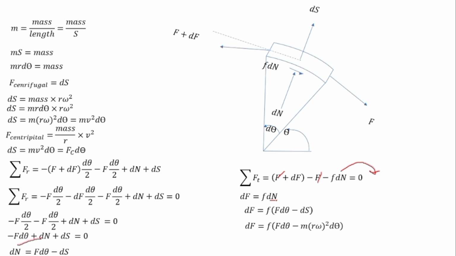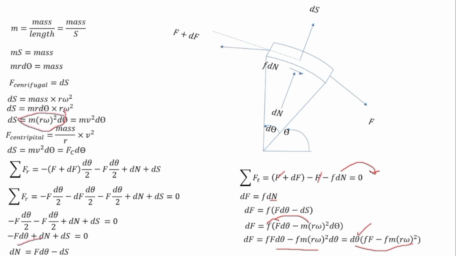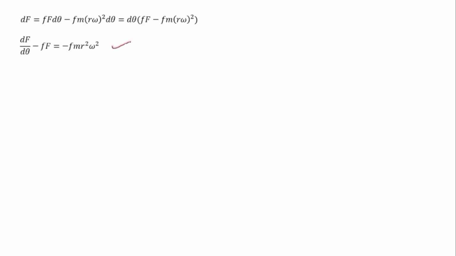Now instead of ds, put this value, and after that multiply this F over here and over here. It is going to give you this. Take d theta common from them, which will give you this equation, and after that divide this on both sides. You will get this equation. This is actually a first order non-homogeneous differential equation. So it is actually represented by this equation.